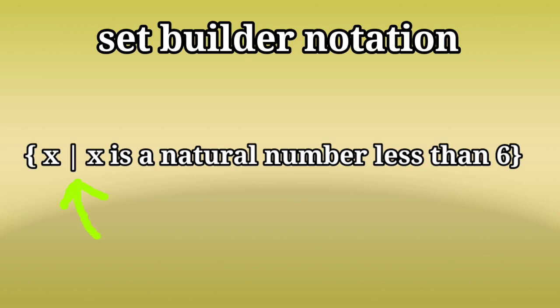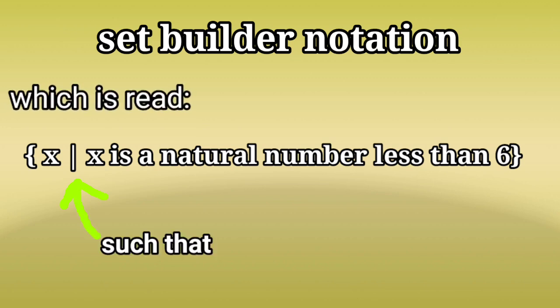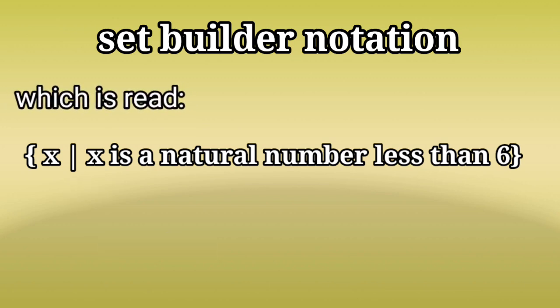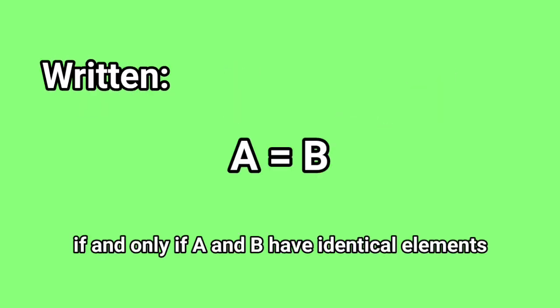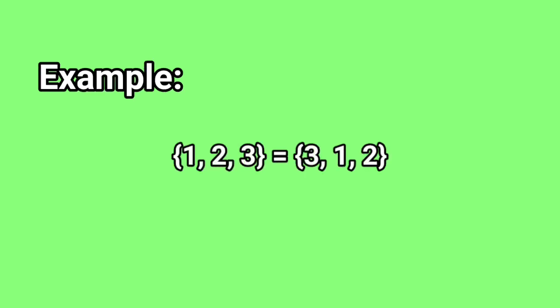Another way of writing the set S in set builder notation is to use a vertical bar in place of the words "such that", which is read, the set of all x such that x is a natural number less than 6. Two sets A and B are said to be equal, written A equals B, if and only if A and B have identical elements. For example, the set {1, 2, 3} is equal to {3, 1, 2}.